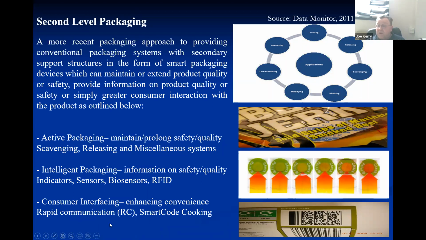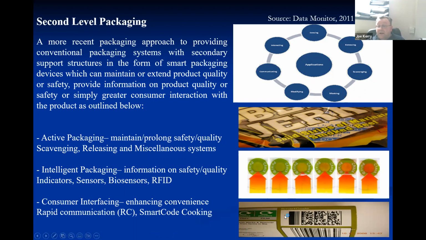And this is simply technology that's built onto the side of packs, and essentially is of no value unless the consumer actually interacts with it. So you'll often see, for example, in a supermarket, somebody with their smartphone scanning a particular code. That would probably be a rapid communication code. And the idea is they're trying to get more information about the product.